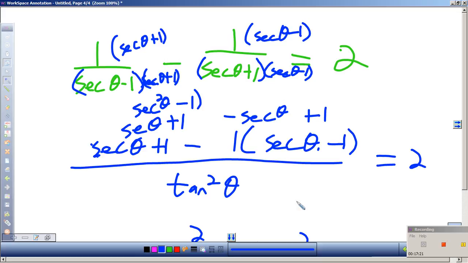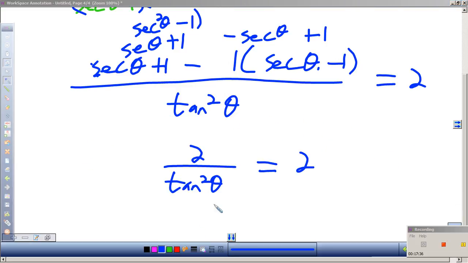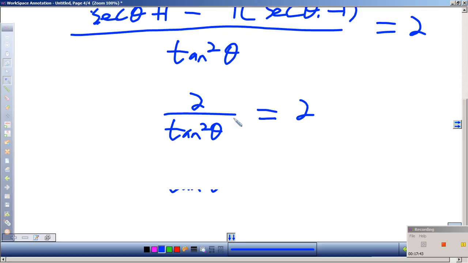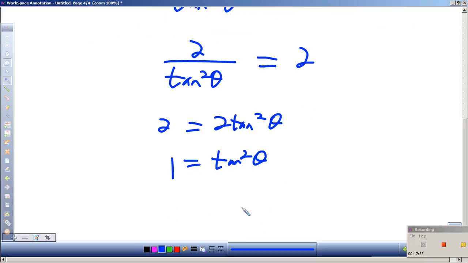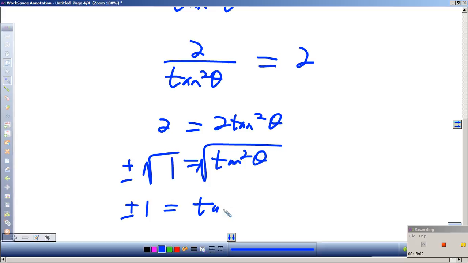Now what? Multiply by tangent squared, so I have 2 equals 2 tangent squared theta. So 1 equals tangent squared theta. Then what? Square root, plus or minus, so plus or minus 1 equals tangent theta.